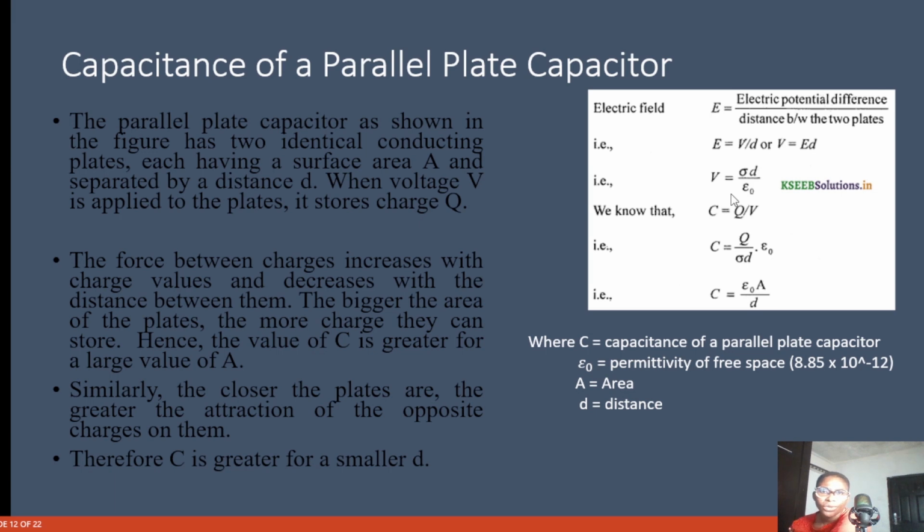So V also, from our previous classes, we established that V is equal to sigma multiplied by the distance divided by epsilon naught. Also, we know that our C is equal to Q over V. We are going to put this value of V into this equation, and we get that our C is Q multiplied by epsilon naught divided by sigma multiplied by D. Let's go to our board quickly to see what we are talking about.